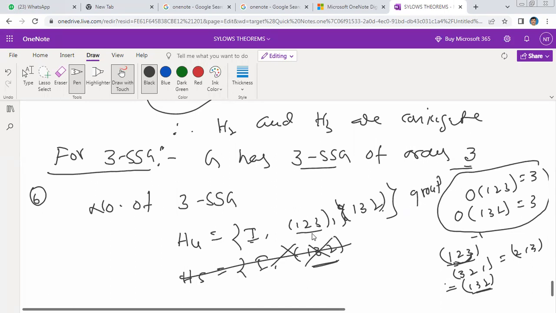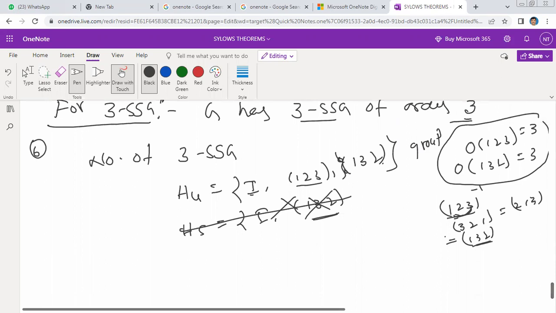ఇప్పుడు ఇంతకుముందు ఒకటే తీసుకోవడానికి ఛాన్స్ లేదు, అక్కడ (1 2) inverse is (1 2), so no problem. Here (1 2 3) inverse is (1 3 2), so these two elements in H4. So how many Sylow 3 subgroups are there? ఎన్ని ఉన్నాయి ఇక్కడ? So the total number of Sylow 3 subgroups is equal to 1.